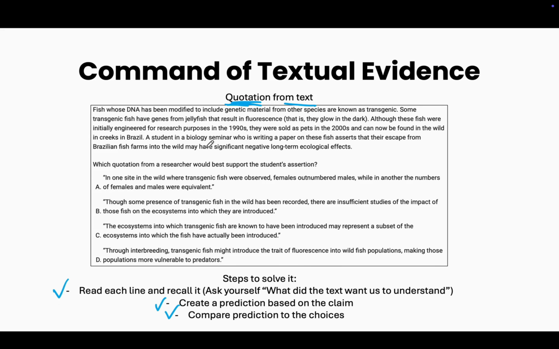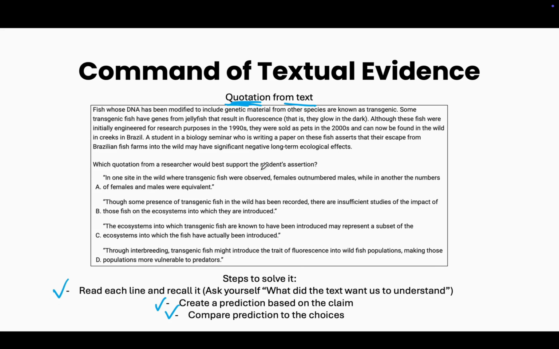A student in a biology seminar who is writing a paper on these fish asserts that their escape from Brazilian fish farms into the wild may have significant negative long-term ecological effects. So the student thinks that these fish that glow in the dark may get affected negatively in the long run. Now, which quotation from a researcher would best support the student's assertion?